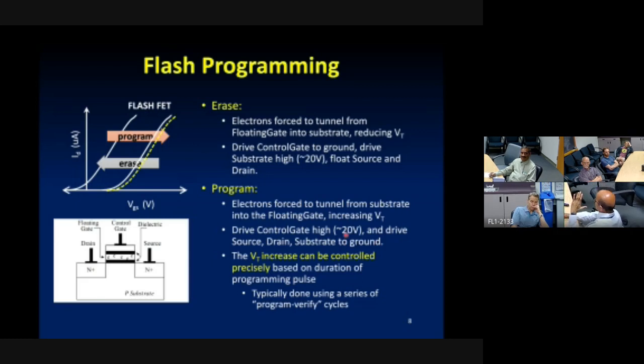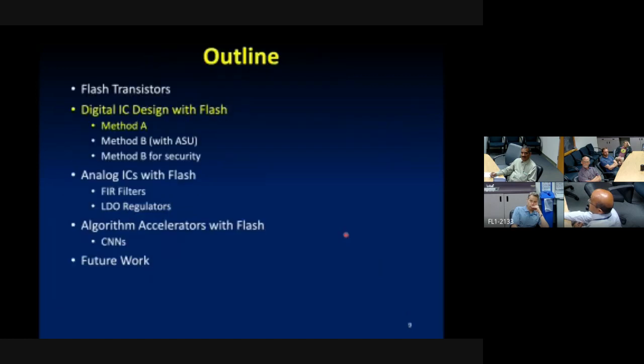Progressively, the pulses we apply will be thinner and thinner until we get the VT that we wanted dialed in. Right? This VT can be controlled precisely, like I said, to the precision of a handful of millivolts.